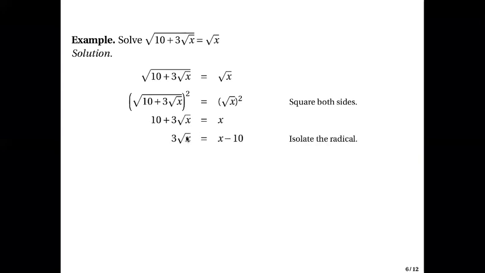So we will have 3 square root of x equal to x minus 10. We move this 10 to the other side of the equation. That's why we have x minus 10 in here. And then again, this is already isolated, so we square both sides again.